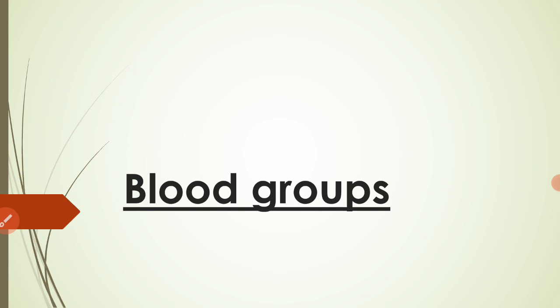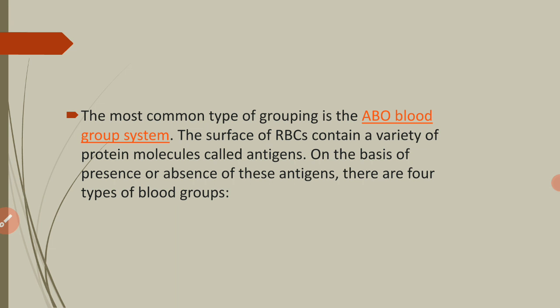Today we are going to study about blood groups. The most common type of grouping is the ABO blood group system. That means human blood is generally classified into A blood group, B blood group, AB, or O blood group. Okay. Now how is this classification done?